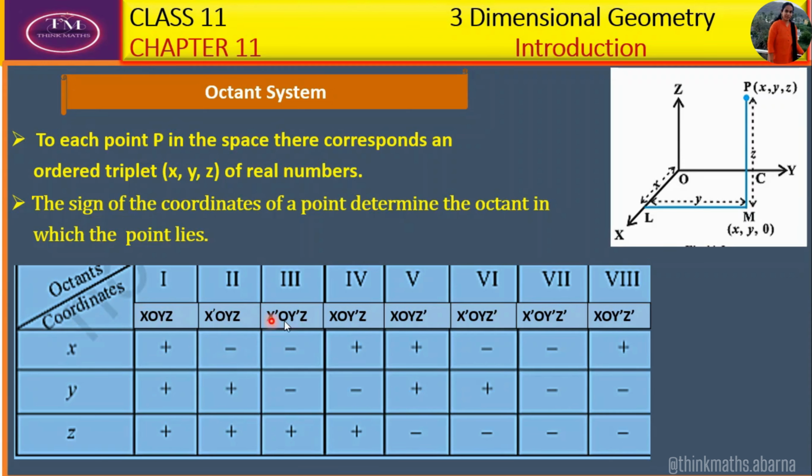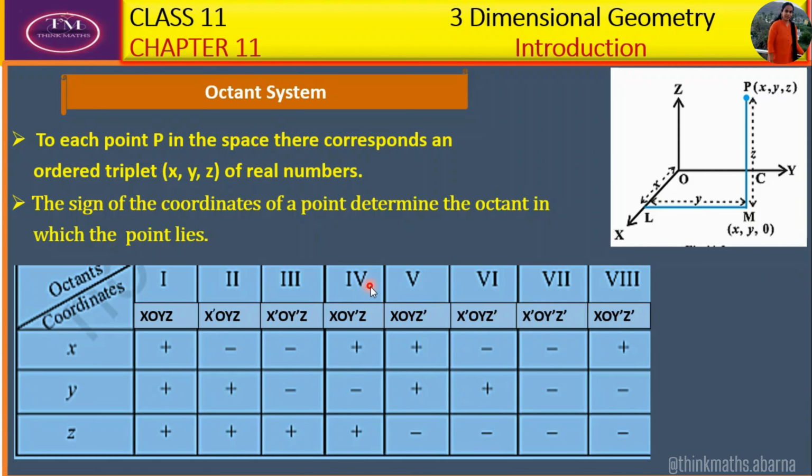So if you remember this, that's why I told you on the previous page, if you learn the order of the names of the planes, then these signs will be very easy. If you have a dash on a coordinate, its sign will be negative. So the third octant will be on x dash, O, y dash, Z. So the signs will be negative, negative, positive. That is, x coordinate is negative, y coordinate is negative and Z coordinate is positive.